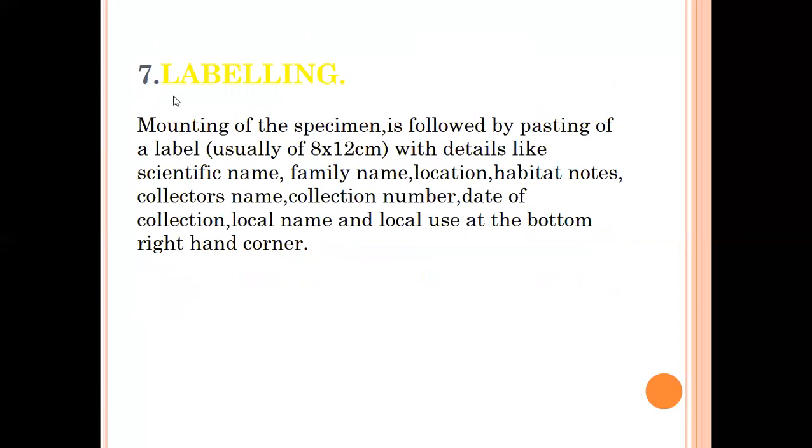And the next, seventh one, is labeling. Mounting of the specimen is followed by the pasting of the label, usually of 8 by 12 centimeters of paper, with details like scientific name, family name, location, habitat notes, collector's name, collection number, date of collection, local name, and local use, at the bottom right hand corner of the paper. Collector's name means the person who collected the plants for the herbarium.